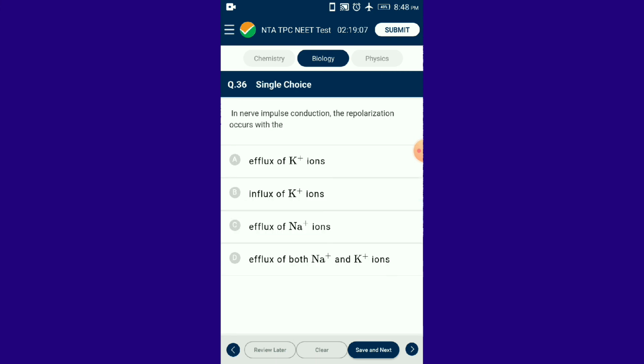Question number 36. In nerve impulse condition, the repolarization occurs with the repolarization of nerve, the process in which negative resting membrane potential of neuron is regained. So the answer is option A. In nerve impulse conduction, the repolarization occurs due to efflux of potassium ions.